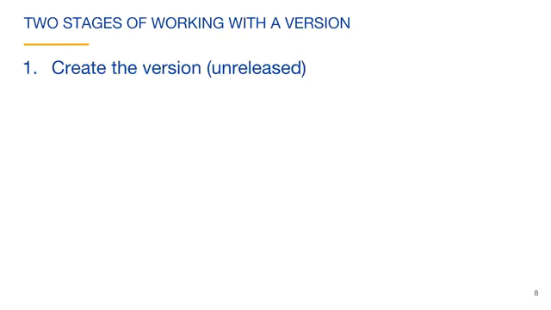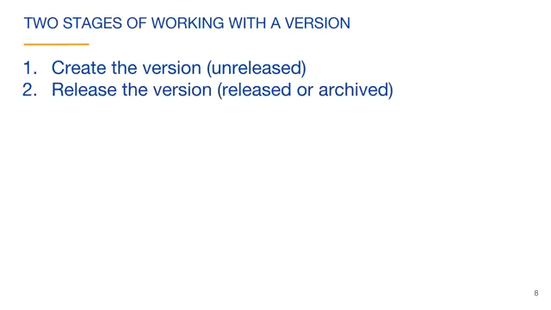There are 2 general stages of working with a version. The first is to create the version. When you do this, you assign it a name and other optional metadata, such as its release date. The version has an unreleased version status. The team can then add issues to the version in preparation for a release. When the issues of the version are done, the version can be released. The version status is changed to released or archived.